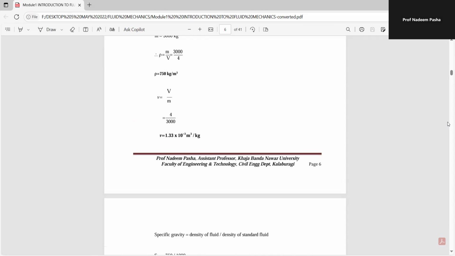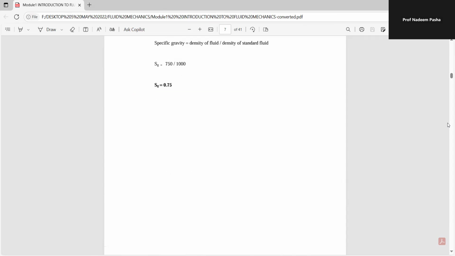Now small v. What is small v? Small v is capital V by m, which is nothing but specific volume. It is the ratio of volume of fluid to mass of fluid. Volume is 4, mass you have just calculated as 3000. So v comes out to be 1.33 into 10 raised to minus 3 meter cube per kg, because volume is in meter cube and mass is in kg.